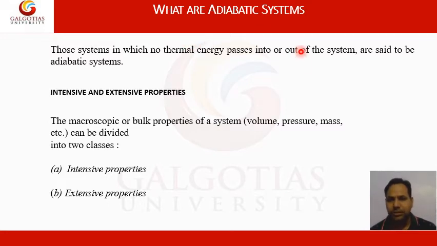What are adiabatic systems? First of all, what is an adiabatic system? Those systems in which no thermal energy passes into or out of the system are said to be adiabatic systems, meaning any system where no thermal exchange of energy takes place. Showing here, there are two types of properties: intensive and extensive properties. These are macroscopic or bulk properties of a system, for example volume, pressure, mass, etc., and can be divided into two classes, that is intensive properties and extensive properties.